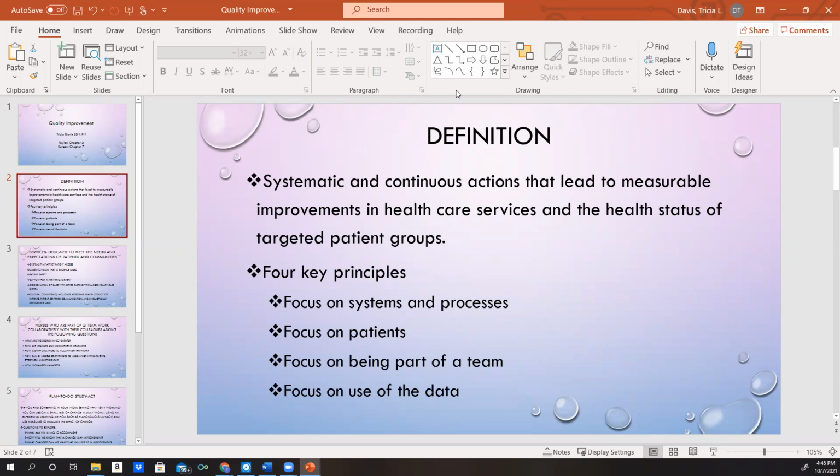So we know that the definition of quality improvement is the systematic and continuous actions that lead to measurable improvements in healthcare services and the health status of targeted patient groups. So this is our ability within our healthcare settings to dig deep and look into things that may have happened that were wrong, things that we want to prevent from happening, and seek alternatives to those conditions that we don't want to see.